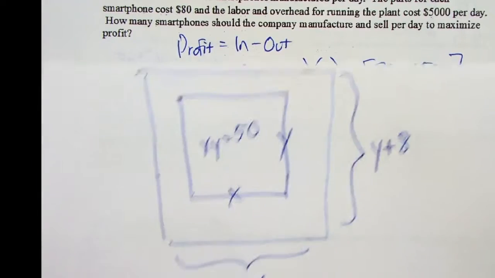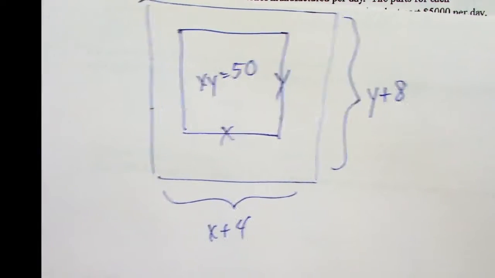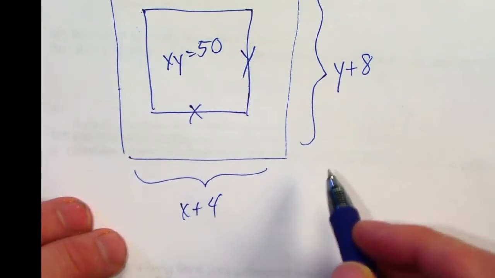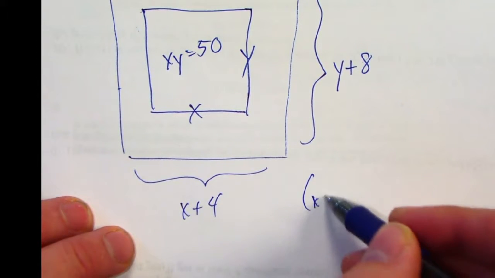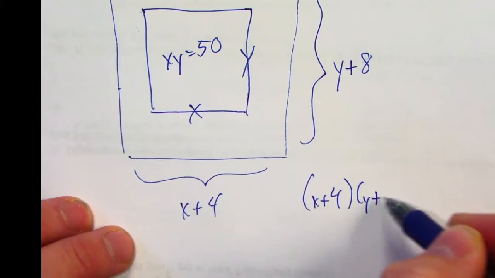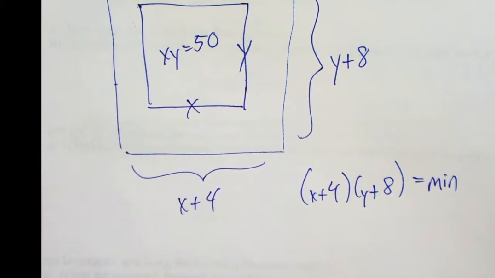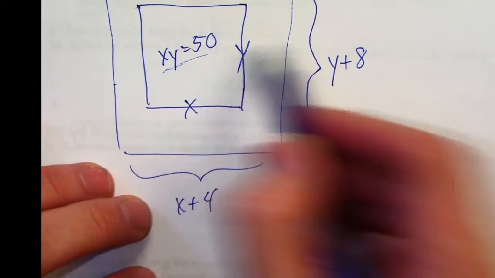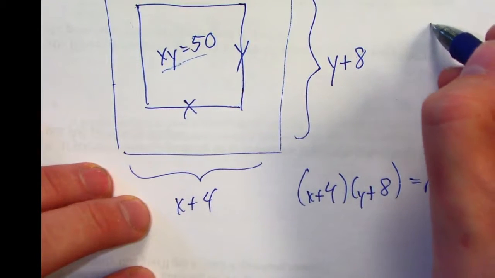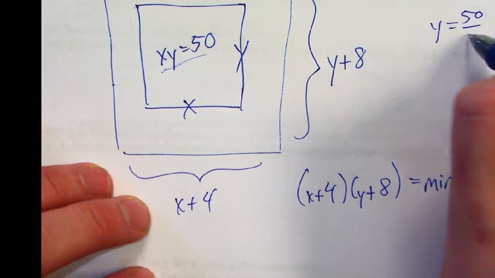And I want to use the least amount of paper possible. So the amount of paper I'm going to use is x plus 4 times y plus 8, and I want that to be minimized so I can use less paper and spend less money. Got 2 variables. I don't want 2 variables, so I'm going to solve one of them. That's what this xy equals 50 is good for, so I can rewrite that as like y equals 50 over x.